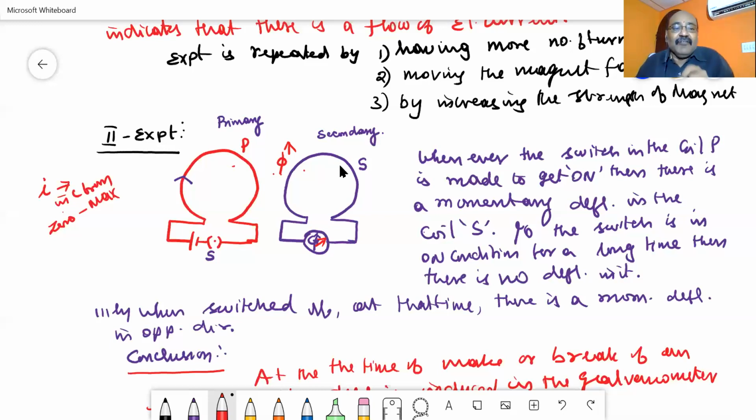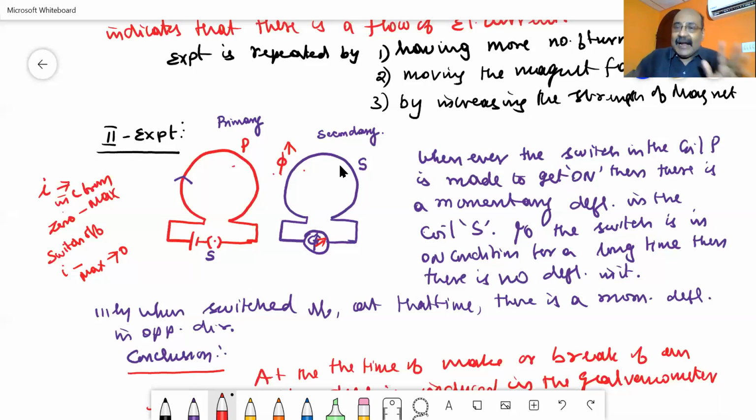Similarly, when you switch off, what will happen? When you are taking the key out, the current changes from maximum to 0. So the magnetic field decreases due to the decrease in current. When the magnetic field decreases, flux decreases. When flux decreases, EMF is induced, but in the opposite direction, because increase is in one direction and decrease is in another direction. So due to the change in direction, the momentary deflection will be on the other side.